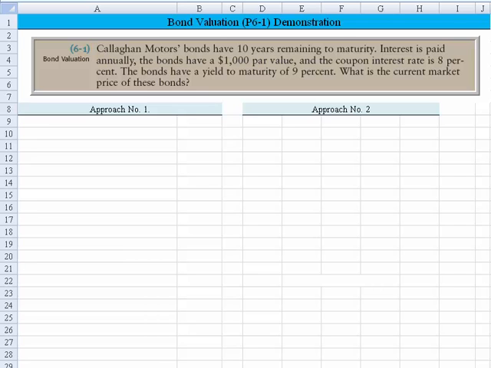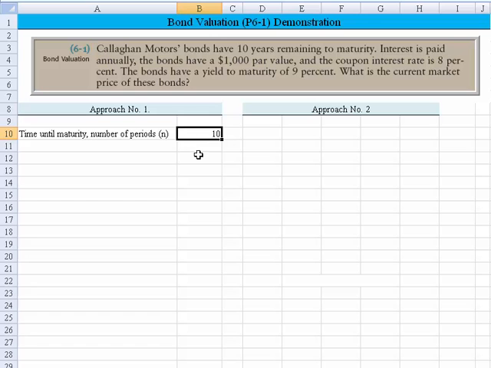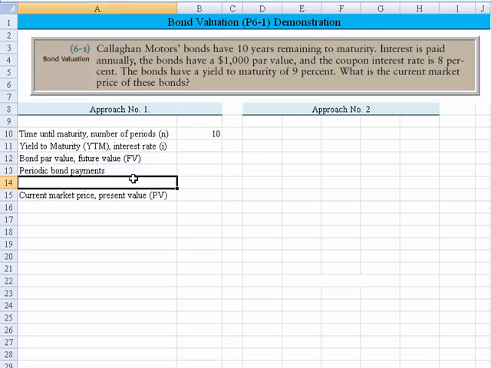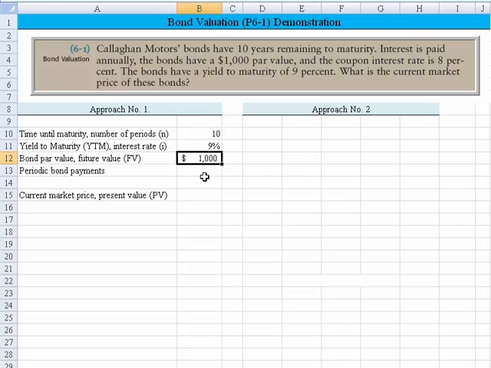Okay, let's solve this in two different ways. First, let's get some of the variables we need here. Time until maturity is the number of periods, and that's 10 years. Let's bring some other factors we'll need to light. Yield to maturity, YTM, as an abbreviation, would be the interest rate, and in this problem it's 9%. The bond par value, or the future value, is $1,000.